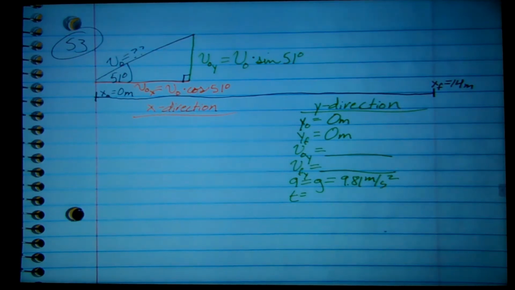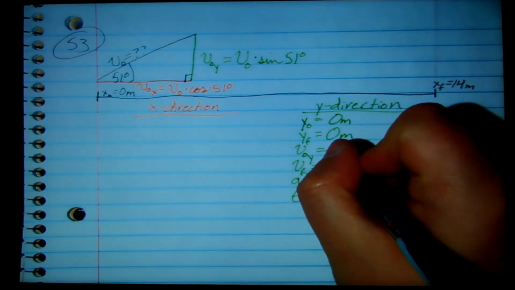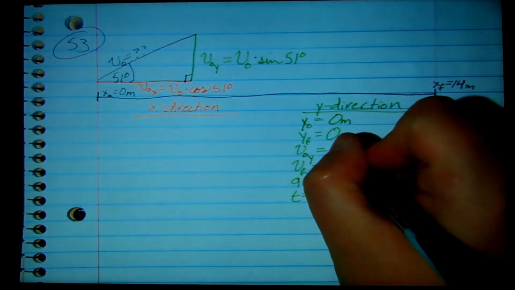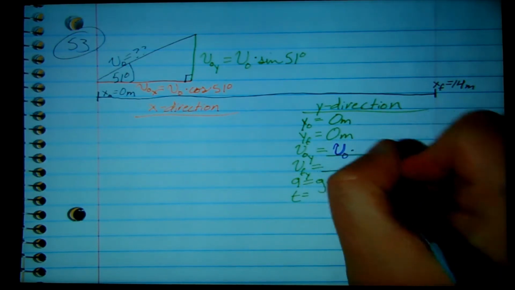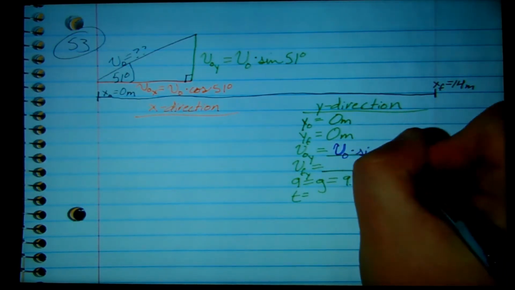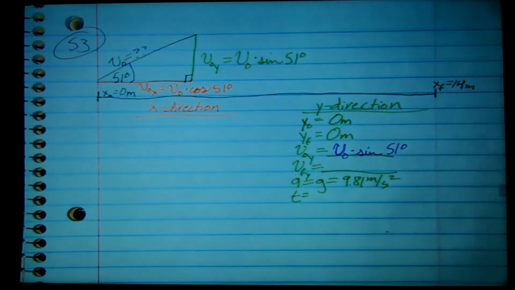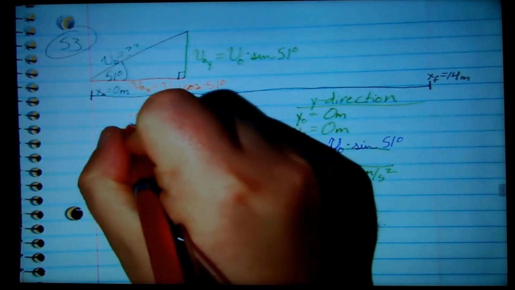Same height. So in this, we do have an identity that we have figured out for the initial velocity in the y direction, which is the initial velocity times the sine of 51 degrees. And then we'll fill in one for over here.